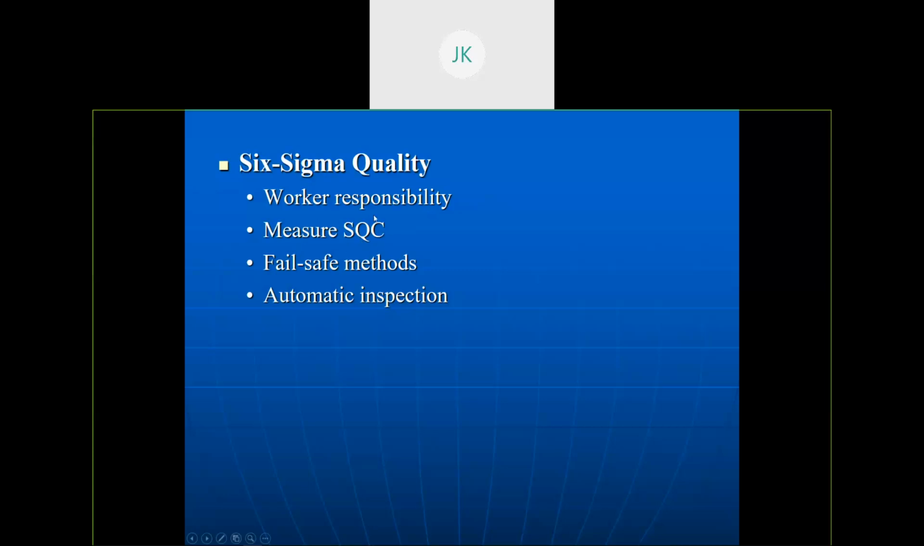And then use statistical quality control. We didn't cover statistical quality control in this class, but it uses statistics to control quality, so using SQC to improve quality. And the fail-safe method, which we talked about earlier, uses different colors or different shapes to reduce the chance of defect or failure. And then automatic inspection. We can use an automatic device to catch defects, which reduces the making of defects and so on.